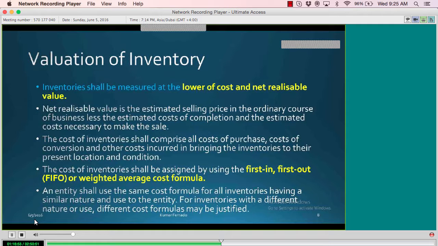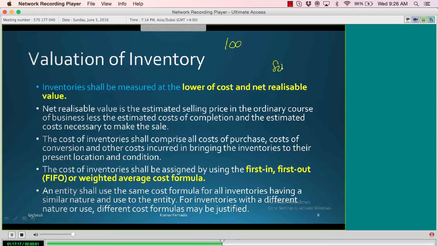So lower of cost and net realizable value. Net realizable value is the estimated selling price. So sometimes the goods are so damaged. Let's assume that we have some item in the warehouse. The cost is 100, but the goods are so damaged, maybe due to flood or whatever, and you can only sell it at 80.